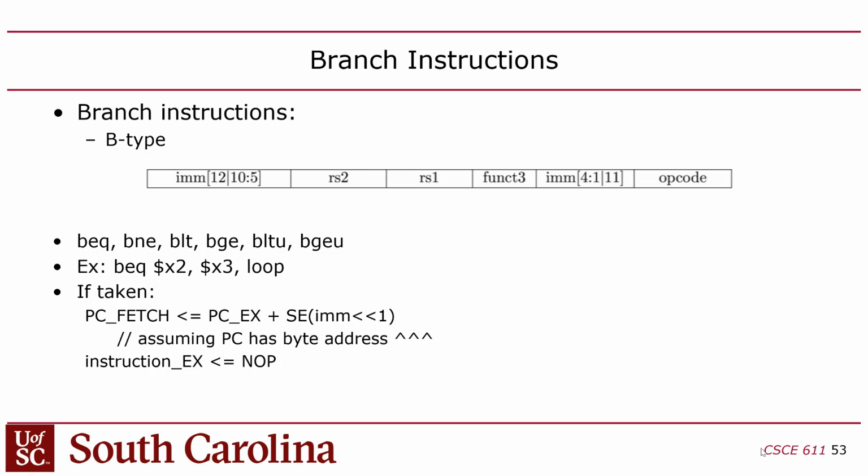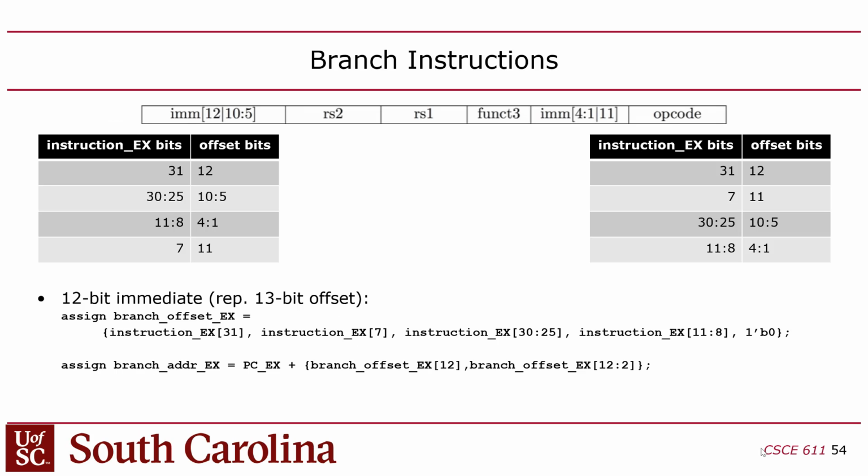Branch instructions use the B-type format, which is pretty similar to the I-type, but it's not. It's B-type. And the main challenge here is figuring out how to calculate the offset for the branch. To simplify that, I gave you the code, which I believe is correct. If anyone finds an issue, let me know.